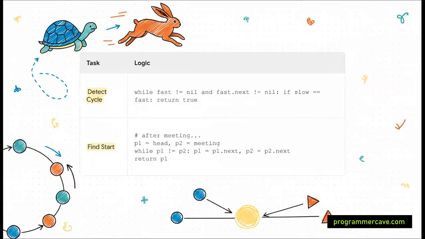Okay, finding the cycle is cool, but what if you need to find where the cycle starts? This is where things get really clever. So once our slow and fast pointers have met somewhere inside the loop, we do something interesting. We leave one pointer right where it is, at the meeting point. We take the other pointer and move it all the way back to the head of the list. Then we start moving them both forward again, but this time they both move at the same speed, just one step at a time. And guess what? The next place they meet is always the exact start of the loop. It's like magic, but it's math.